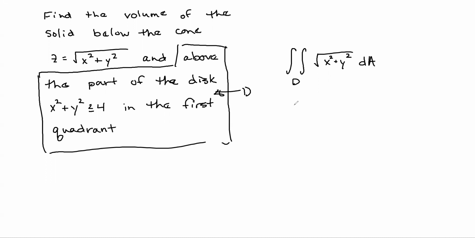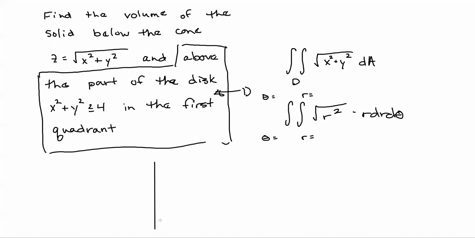Once you've done that, now we can translate over to polar coordinates. So the square root of x squared plus y squared is r. dA is r dr d theta. And then D. Now's the hard part. We've got to figure out what the base is. We've done all the easy stuff. To figure out what the base is, what you need to do is graph it.